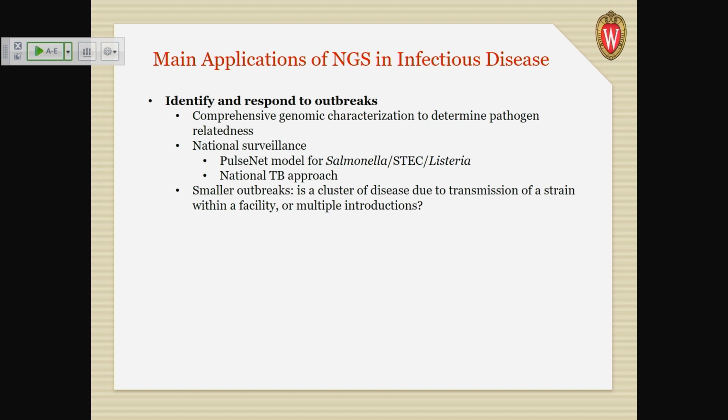TB is similar. CDC has funded the Michigan State Lab to sequence every single TB in the country. So it's about 9,000 each year, and that's looking, again, for clusters, for relatedness, so that if there is an outbreak of TB in a particular area, we can identify it and really respond with public health measures. And there are many other examples of smaller outbreaks where if there's a particular cluster of disease of whatever pathogen within whatever type of facility, you can take those positives, sequence them, and say, are they related or are they not? If they are related, it's much more likely that you have ongoing transmission within that facility. But if they're not related, it's much more likely it's multiple different introductions, and it's sort of bad luck in that particular facility at that time.